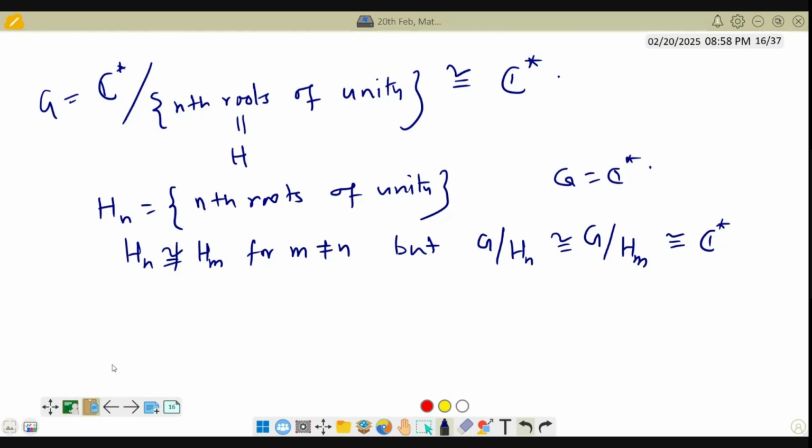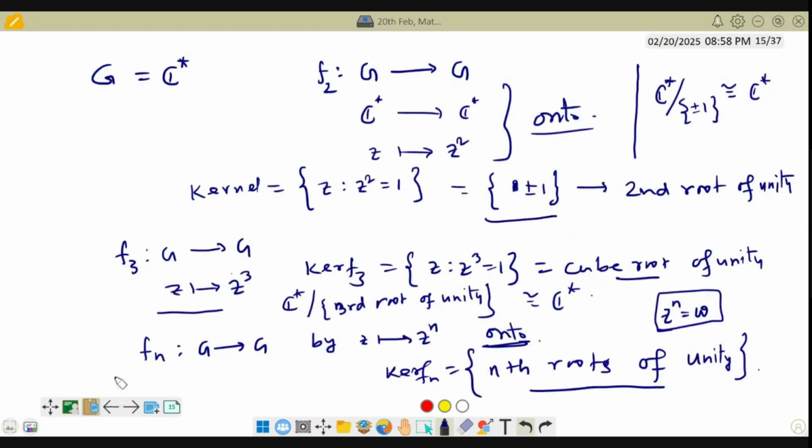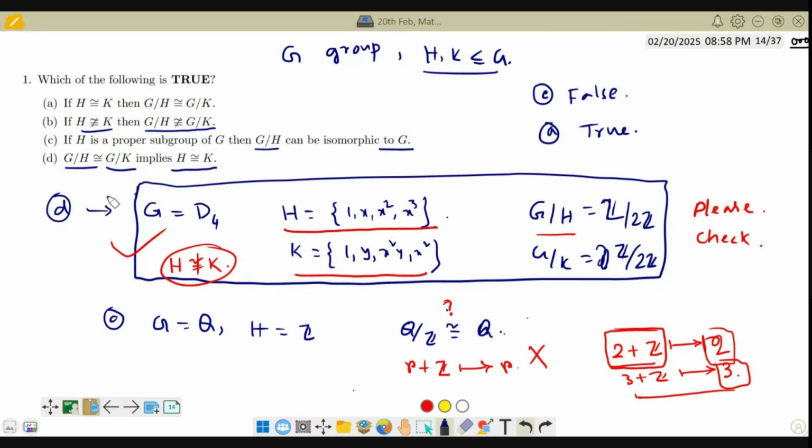That means you have one other option. Which one? Option B is false, right? Because H and K are not isomorphic, but G mod H and G mod K are isomorphic. So this is false. This we have proved true. D is also false by that example. So one example gives you all those things.